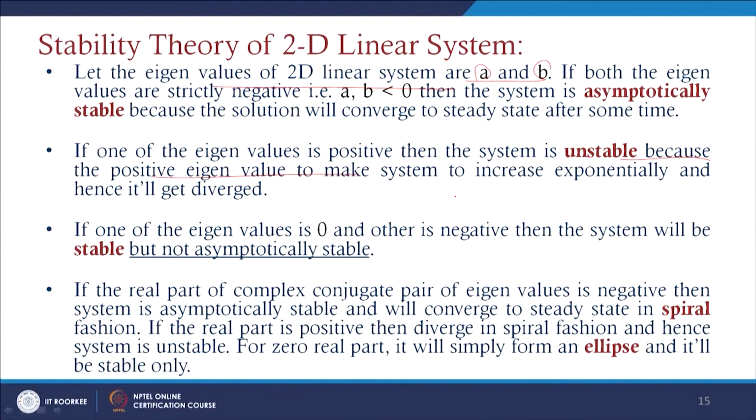So, if one of the eigenvalues is 0 and the other is negative, we can directly say that it is stable. And in the complex case, if the real part of the complex conjugate pair of eigenvalues is negative, then the system is asymptotically stable. It will form spirals and converge to the steady state in spiral fashion. If the real part is positive, it will diverge in spiral fashion, and hence the system is unstable. And if the real part is 0, it will simply form an ellipse and the system is stable, since it just stays in that phase, representing a stable condition.